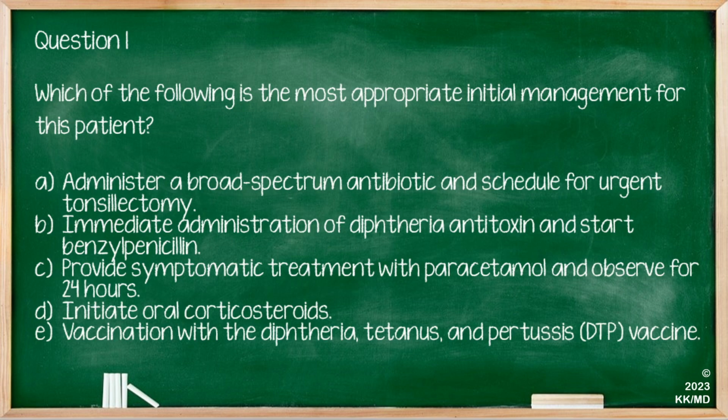So these are our options. Firstly, administer a broad-spectrum antibiotic and schedule for urgent tonsillectomy. Second, immediate administration of diphtheria antitoxin and start benzyl penicillin. C, provide symptomatic treatment with paracetamol and observe for 24 hours. D, initiate oral corticosteroids. Or E, vaccination with diphtheria, tetanus and pertussis, or the DTP vaccine.